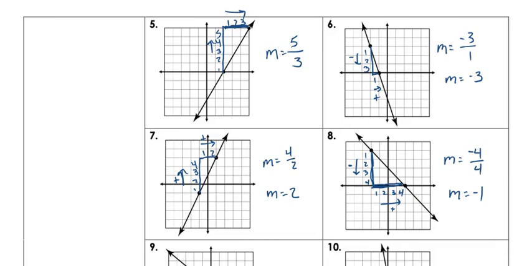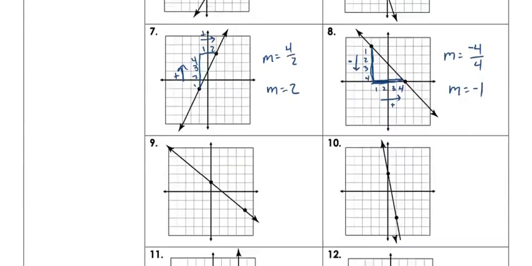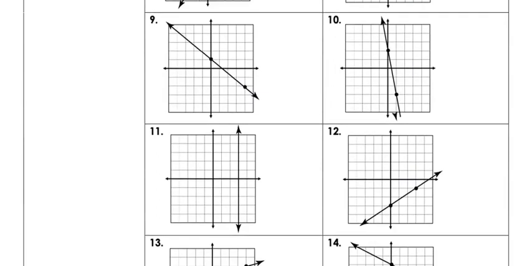And number 7, this is a positive slope, it's headed up the hill, so we go up 4, forward 2, 4 over 2 simplifies to positive 2. And then in number 8, you're going to drop 4 and then run forward 4, so negative 4 over 4 is negative 1. So there's 5, 6, 7, 8. How about you pause again and you try 9, 10, 11, 12.